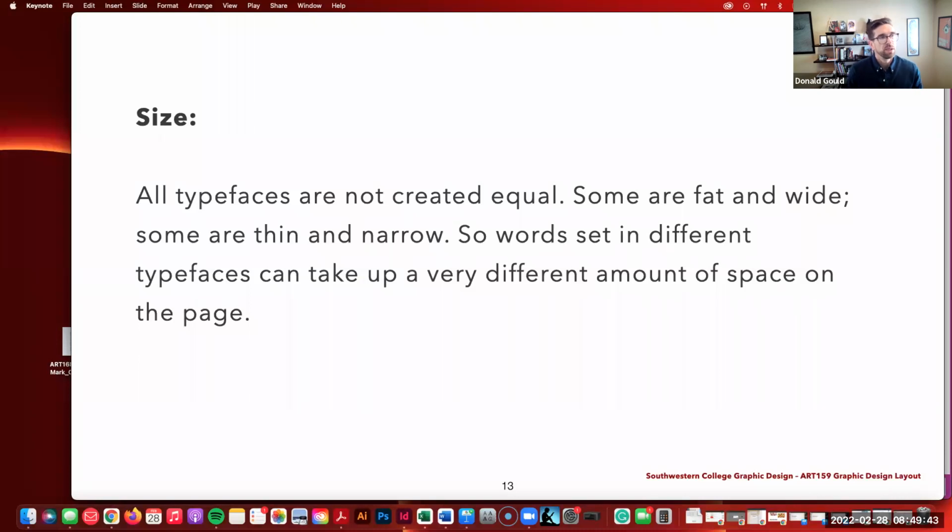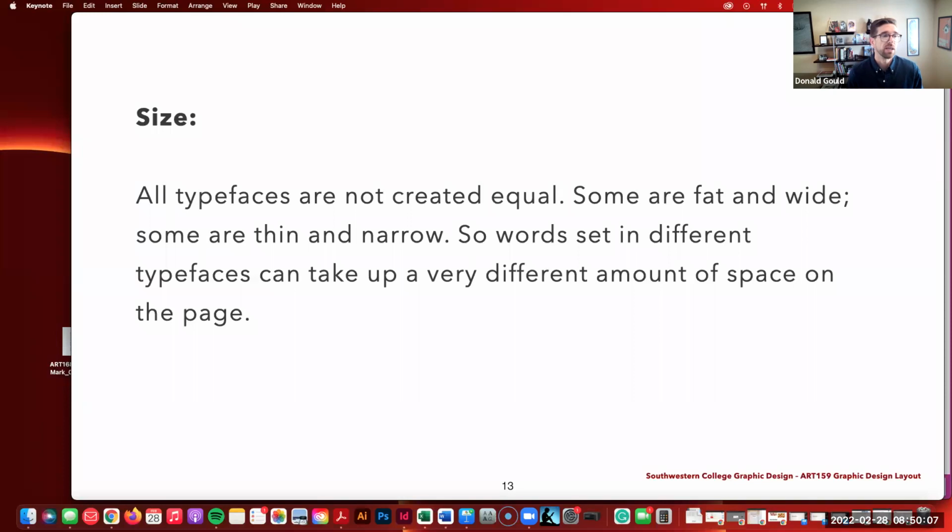But one thing that we can play with here is size, right? The scale of typefaces. They're not always created equal. Some typefaces are going to be kind of fat and wide. Some are going to be thin and narrow. So the layout or the design that we have might dictate the type choice that we're going to make, right?